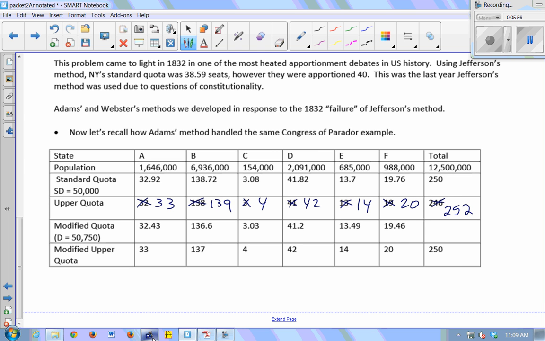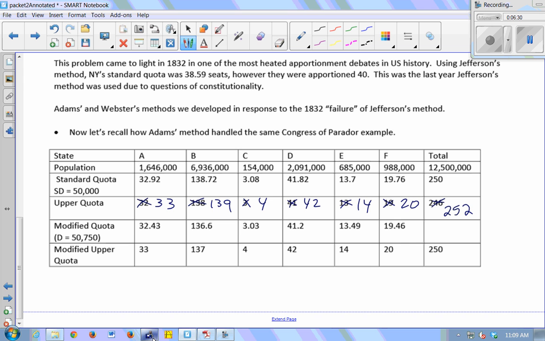And we said, oh, that's too big, so let's change our divisor, right? This came out too big, which means I need all of these quotas to be a little bit smaller. So I'm going to divide by a bigger number to make the answers come out a little bit smaller. So I'm going to divide by 50,750 this time. And I get these new modified quotas, round them all up, and now it adds up to 250.